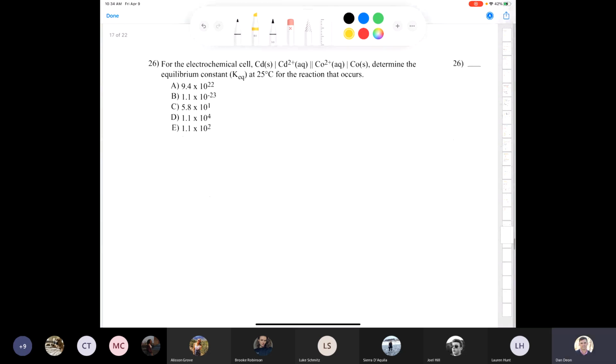Well, let's solve 26. For the electrochemical cell shown here, determine the equilibrium constant for the reaction. Well, let's write down what we know. We have cadmium in the solid phase. We have cadmium 2 plus, aqueous phase, separated by a salt bridge. Then we have cobalt 2 plus in the aqueous phase, and we have solid cobalt after it's reduced. So this side here is our anode. This side here is our cathode.